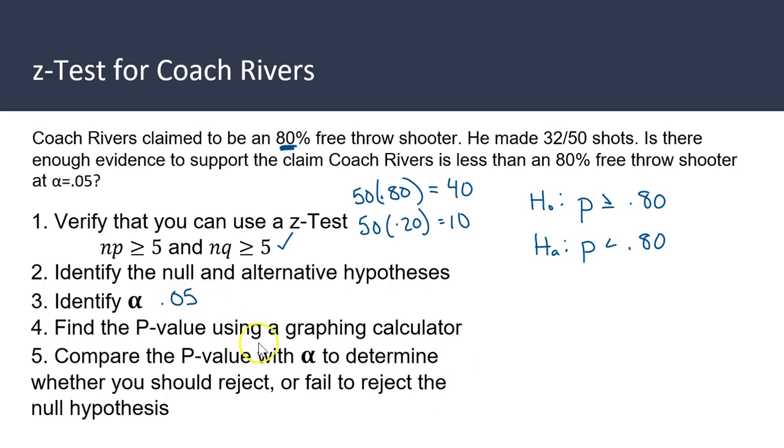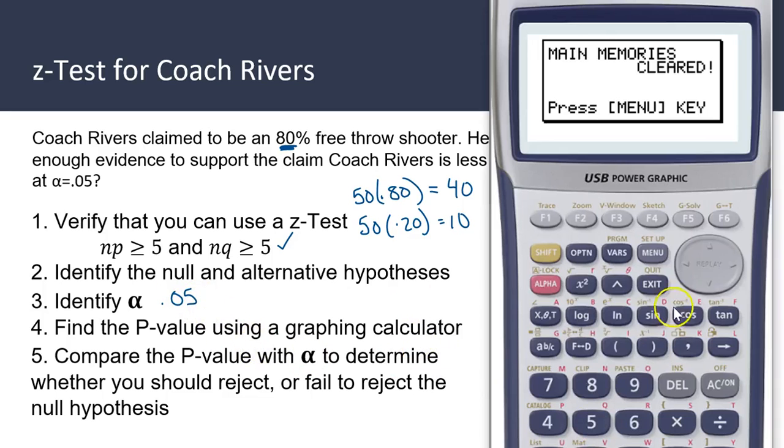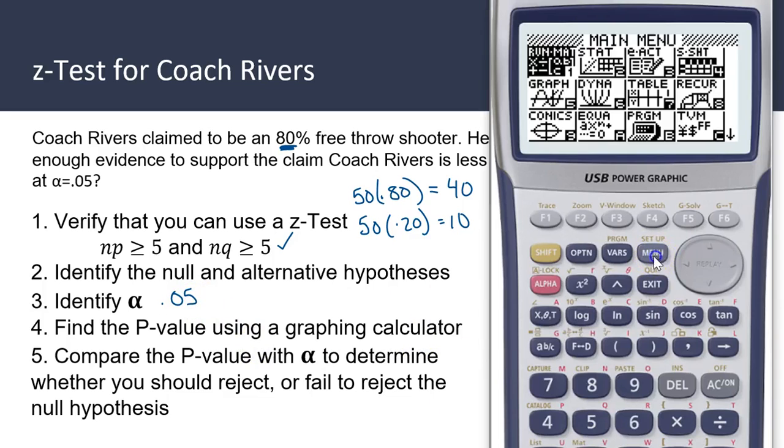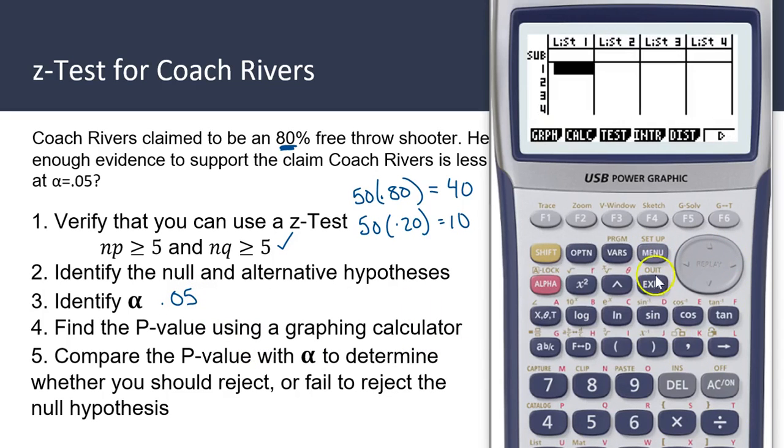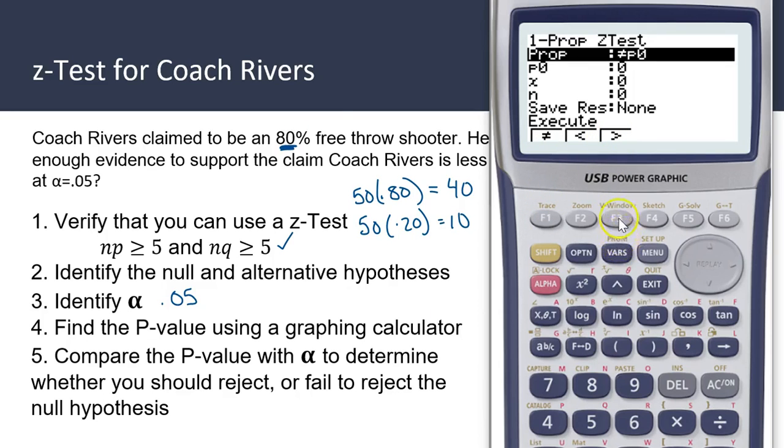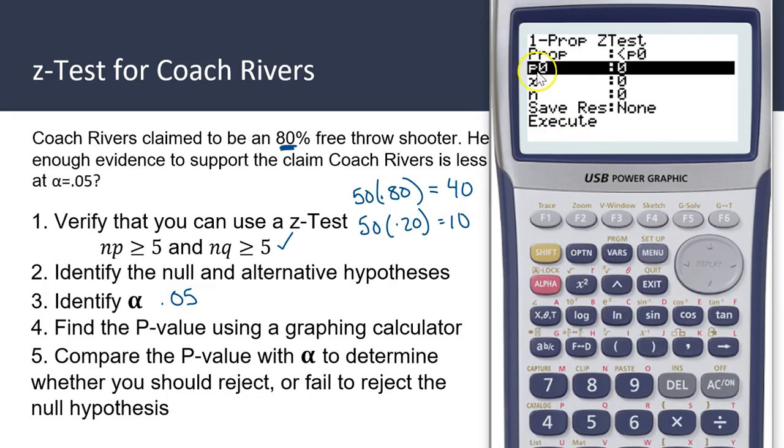And now we're going to find the p-value using the graphing calculator. So in the calculator, we're going to press menu and go to stat. All right, in stat, we want test, so that's F3. We're doing a z-test, F1. And we are doing a one proportion z-test, so that's F3. Okay, in here, on the first line, we need to put our alternative hypothesis. So our alternative hypothesis was that it was less than.